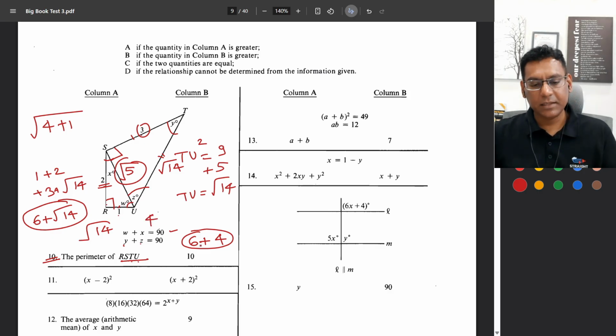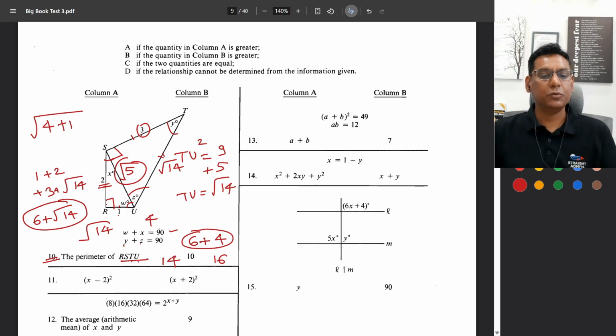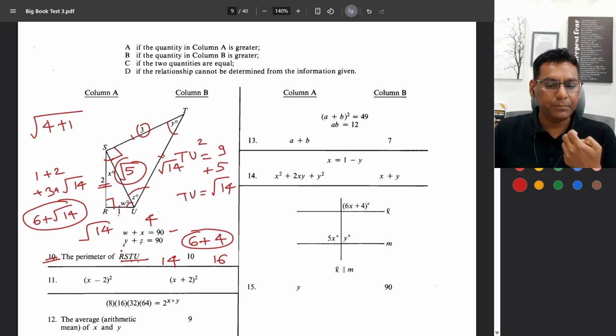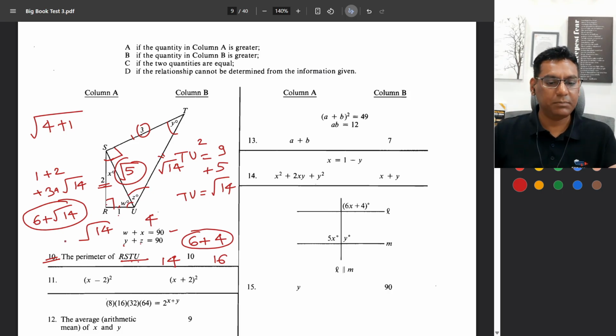Let's take square on both sides. So I have 16 on this side, I have 14 on this side. Obviously root 14 is going to be less than root 16. Root 14 has to be bigger than 3, less than 4, right? So 3 point something. So essentially this is going to be 9 point something, and this is 10. So answer choice B is the correct answer.